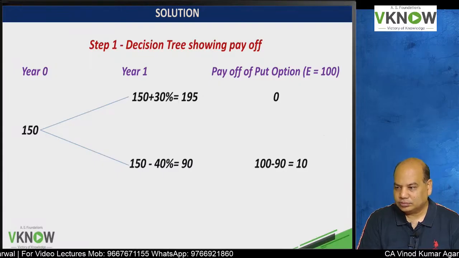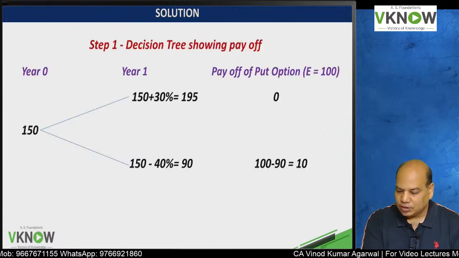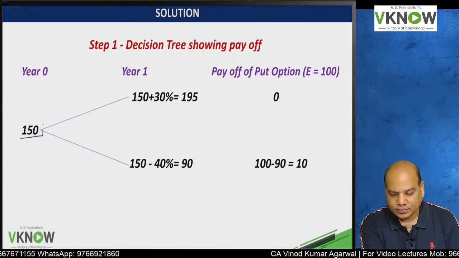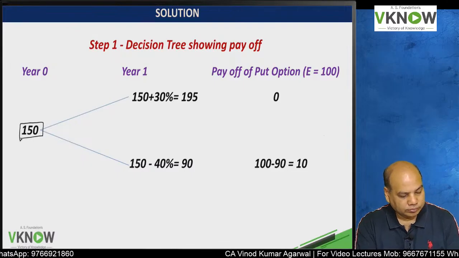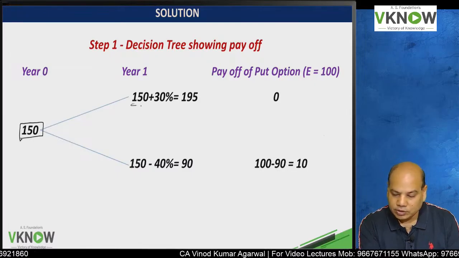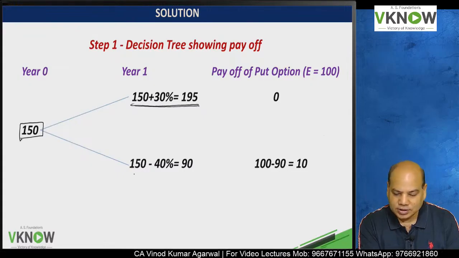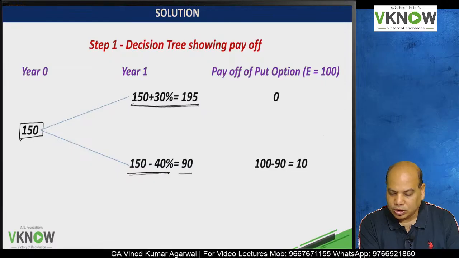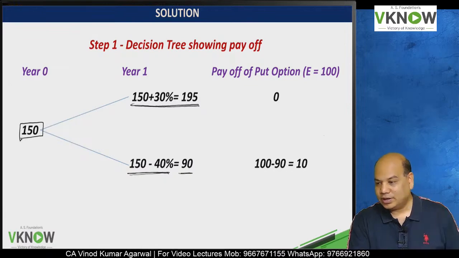Write down step 1, decision tree showing payoff. Spot price is 150, year 0. Then there are two possibilities. If the market is favorable, it will rise to 195. If the market is sluggish, it will go down to 90. So either you can get 195 or you can get 90.